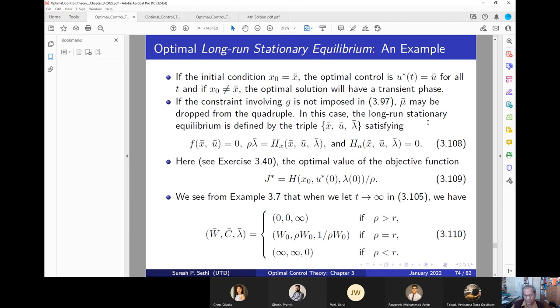So we have three equations, no differential equation anymore. And we have three equations and three variables, x bar, u bar, and lambda bar. I mean, in a scalar case. If x is a vector, then of course there might be more equations. But just take a scalar case, we have three equations, three variables, and we solve these three equations.